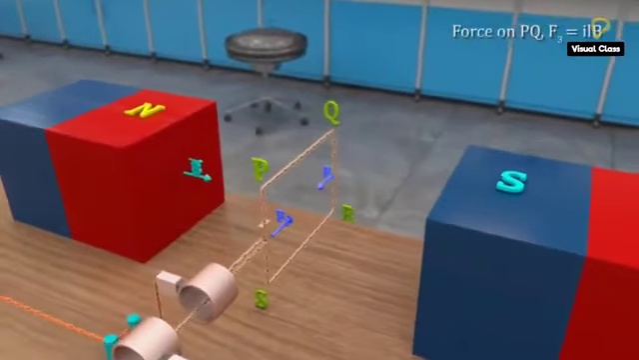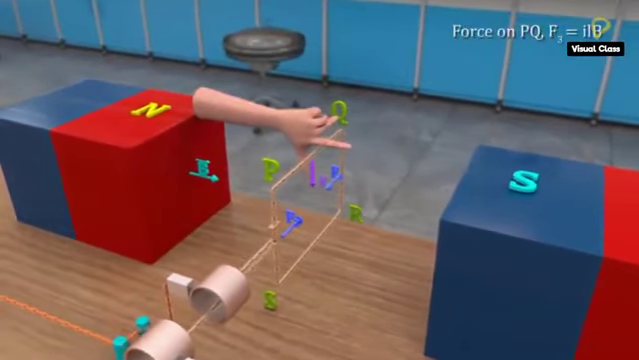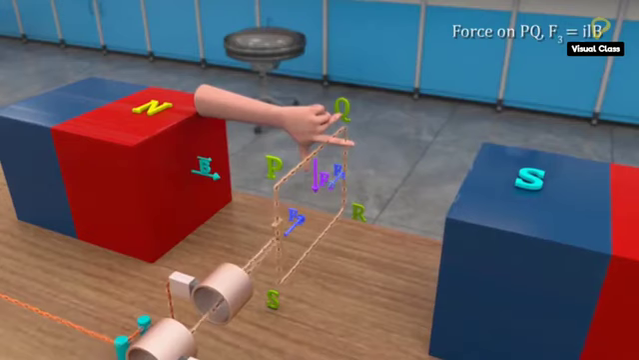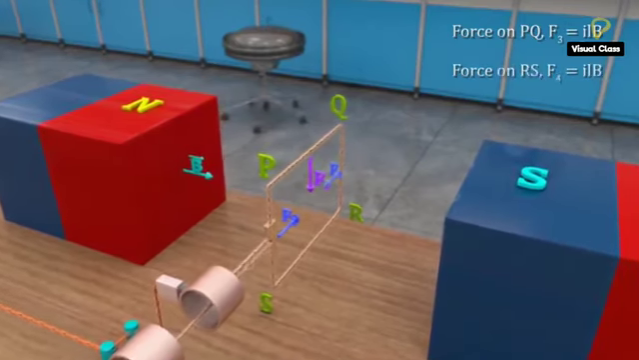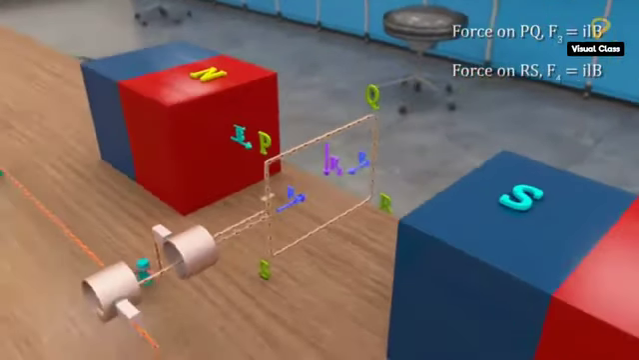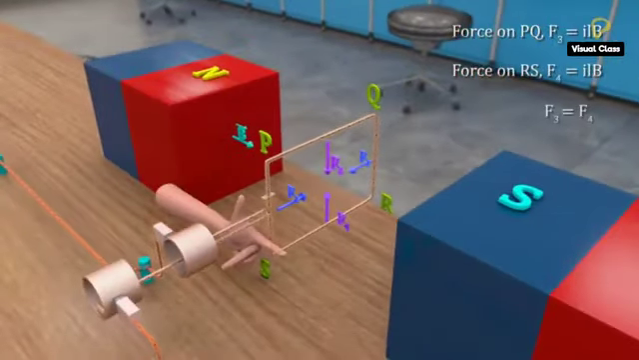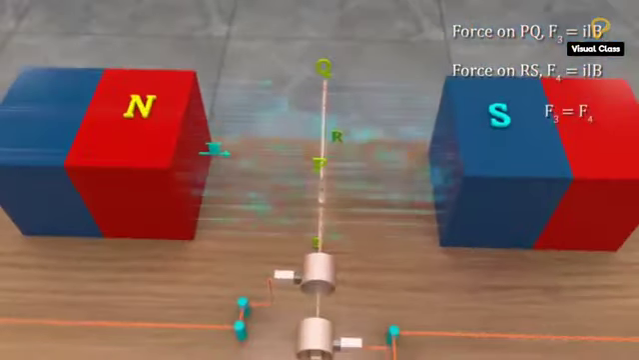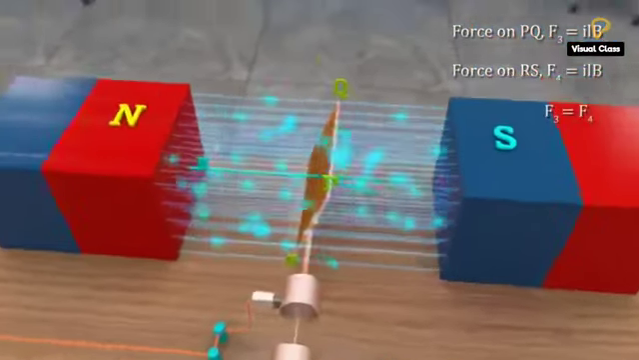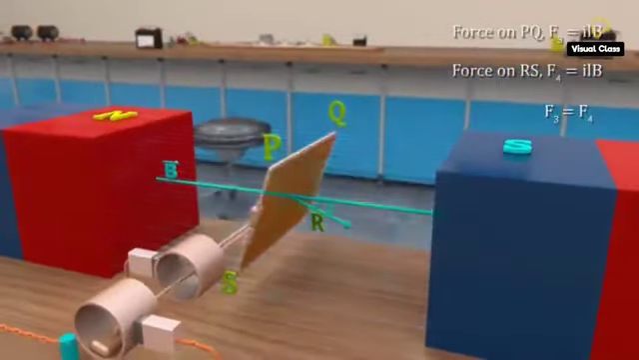Similarly, force on PQ, F3 equal to ILB, is the same in magnitude but opposite in direction to that of force F4 on RS. Since the line of action is the same for both forces, they have no effect on the loop. Now, let the loop's normal make an angle theta with the magnetic field.